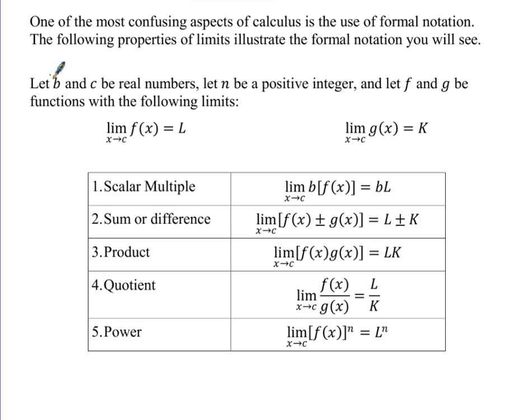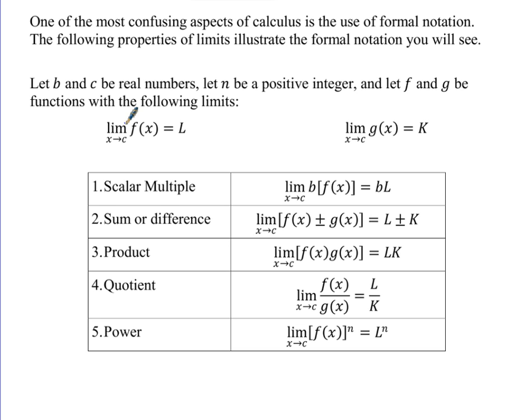Okay, we have let b and c be real numbers. Let n be a positive integer. Let f and g be functions with the following limits. So the limit as x approaches c, and we know that c is some real number. We don't know what number. It doesn't matter. It's just a number. Of my function f of x is equal to this capital L, some value.